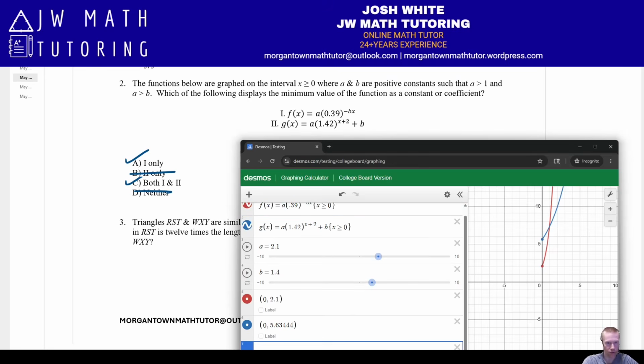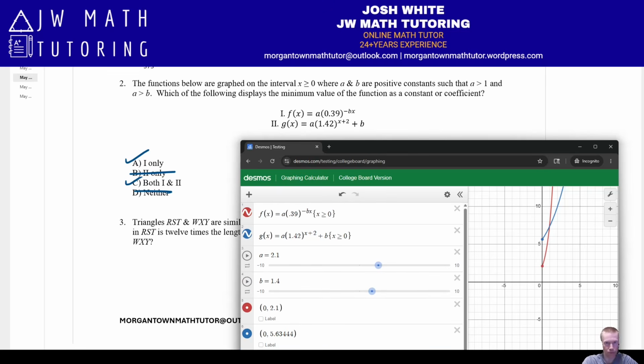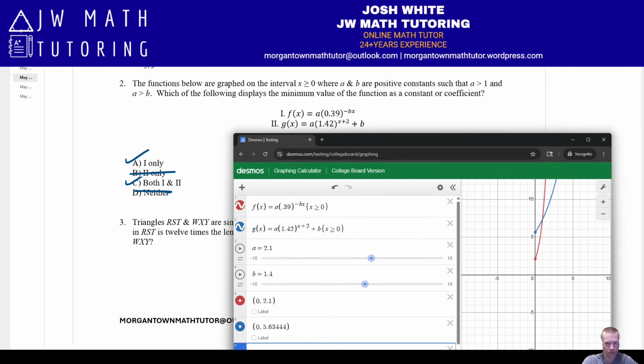All right, let's go back. Now, for the blue one, the min value is 5.63444. Okay, do I see that number anywhere here? I mean, here at the end you have plus B, which is plus 1.4, so no. Here you have 1.42, no. Here you have A, which again is 2.1, no. So it looks like the correct answer is just going to be letter A, 1 only.